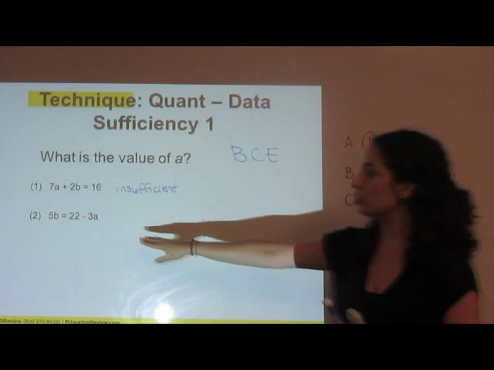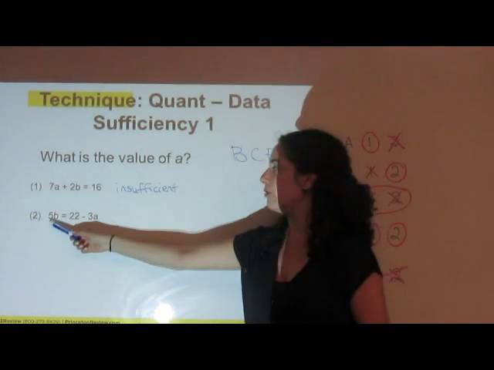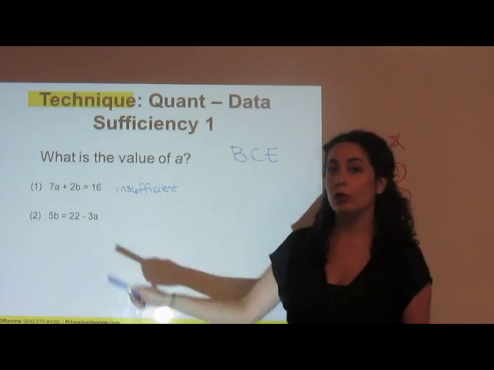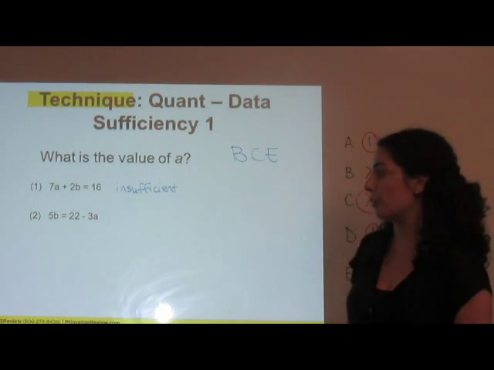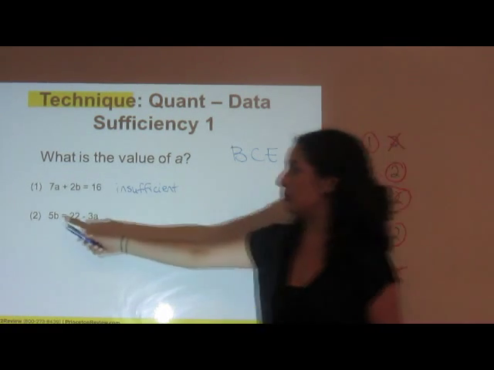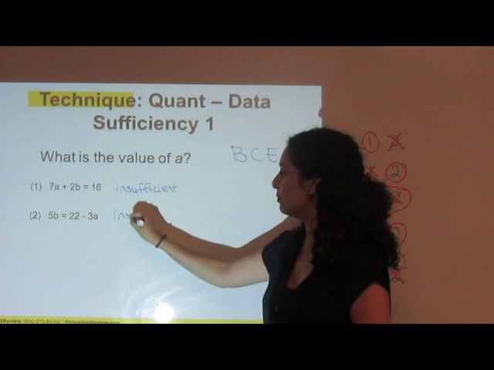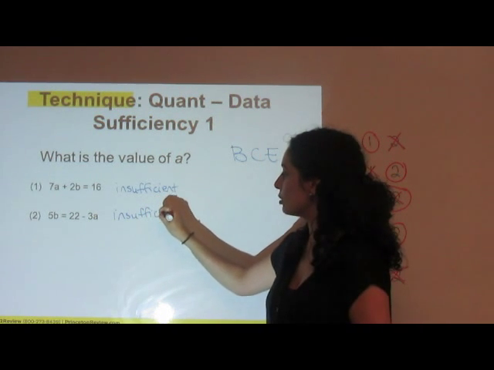Okay, then we look at statement 2 on its own, ignoring everything from statement 1. Statement 2 says 5B equals 22 minus 3A. Well, the same logic applies here. I've got two variables, but only one equation if I'm looking at statement 2 by itself. I don't know B, so how would I solve for A? So again, statement 2 on its own is insufficient.